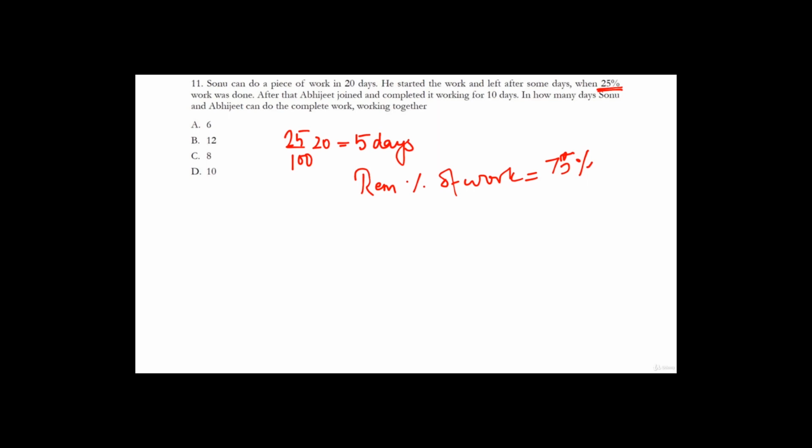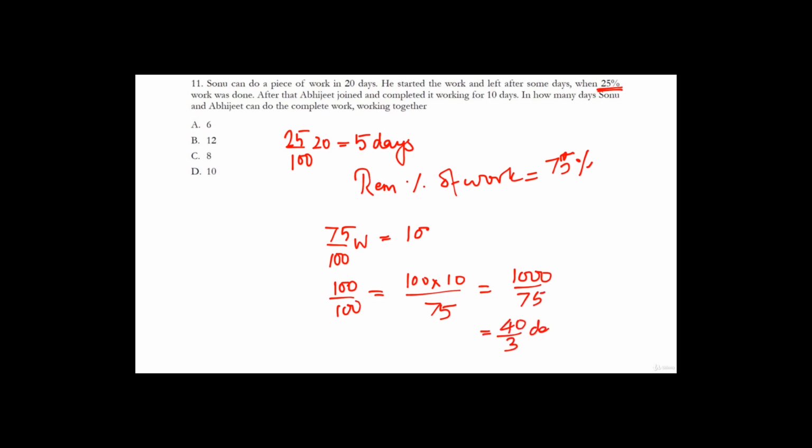Now this 75% of the work is completed by Abhijit in 10 days. So 75% of the work is completed in 10 days. So 100% of the work will be completed in 100 into 10 divided by 75 days, which is 1000 by 75 or 40 by 3 days. So to complete the whole work, Abhijit will take 40 by 3 days, whereas Sonu will take 20 days.